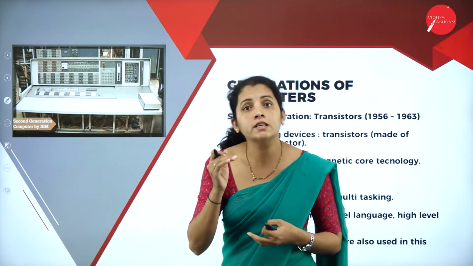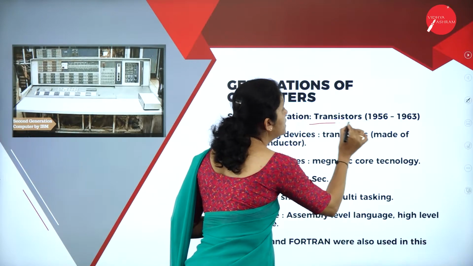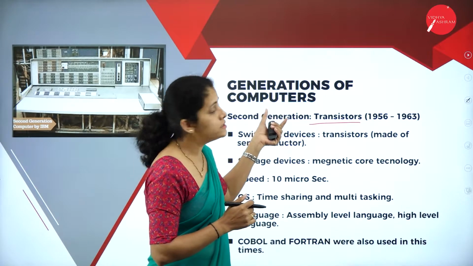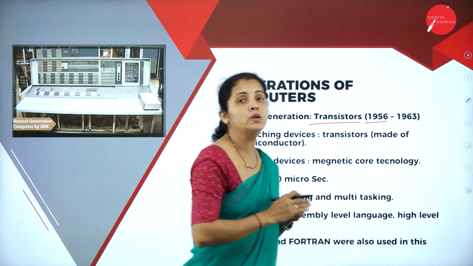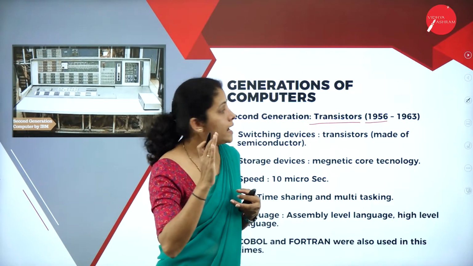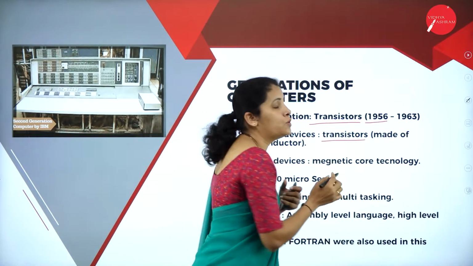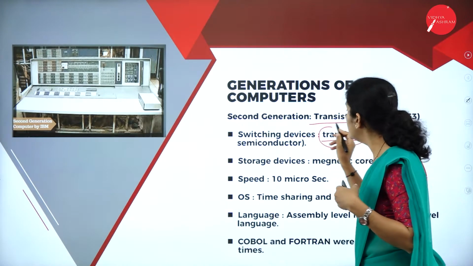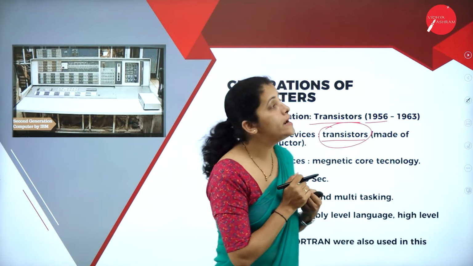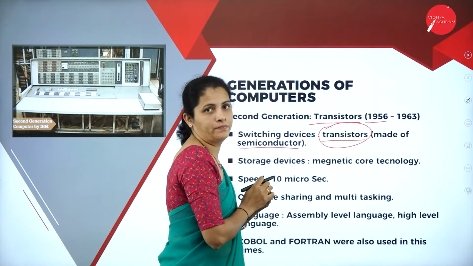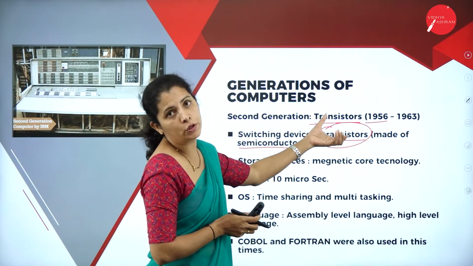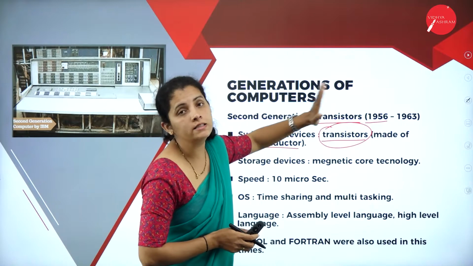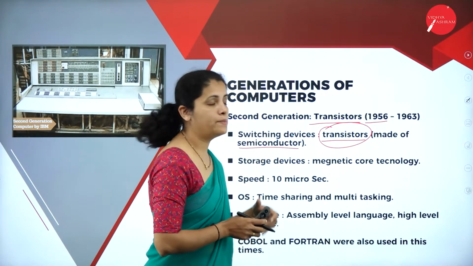So in the second generation computer system, we are going to have transistor, and the period of second generation computer system is from 1956 to 1963, and at that time they were using transistor. So what kind of technology were they using? It is nothing but transistor, and here the transistors are made by using semiconductor.